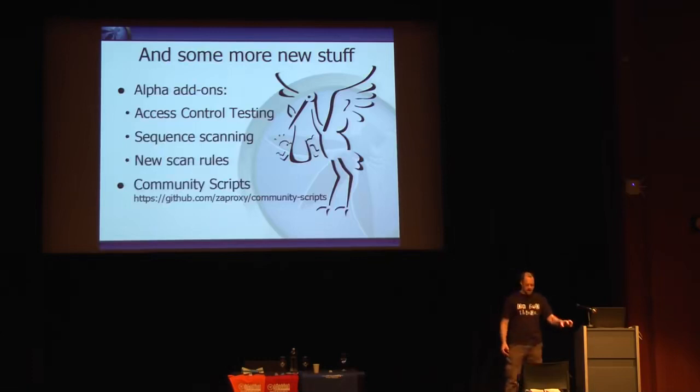If you tell ZAP how these things work, then ZAP will be able to crawl the application, understand the differences between users, and then do the attacks based on the different users. So we can automate a whole load of access control testing. There's also sequence scanning, which means if you've got wizards where you have to go through page 1, page 2, page 3, we can make sure that you attack page 3 properly by going through the first few pages.